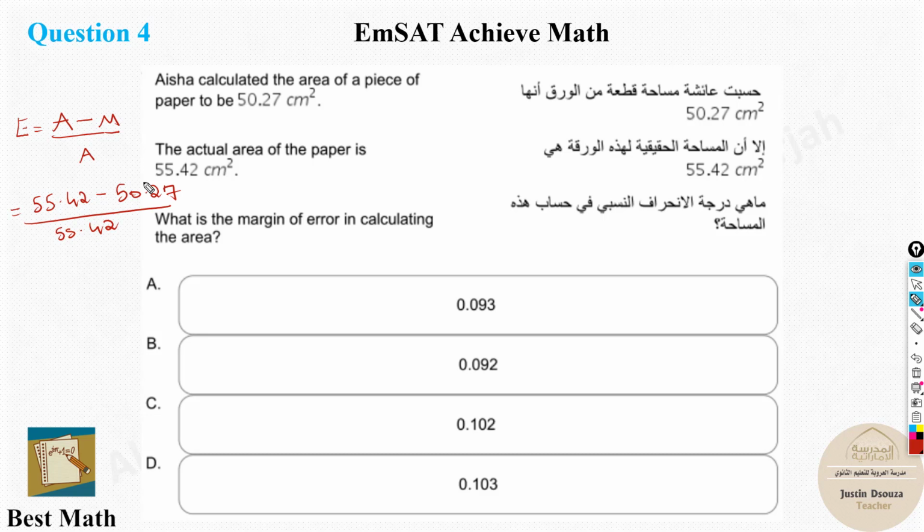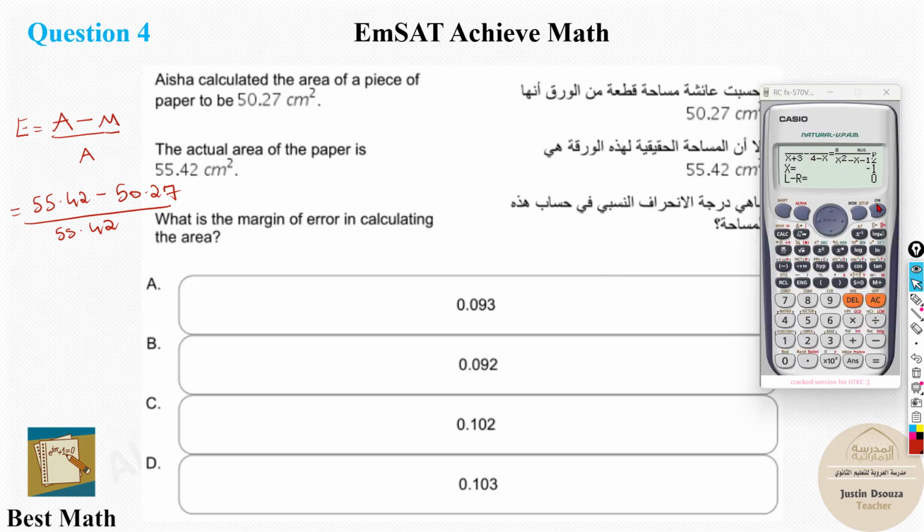This is the formula. So margin of error is always given by this. All you need to do is calculate it. That's it. Put it in the calculator over here. So you have 55.42 minus 50.27 divided by 55.42.